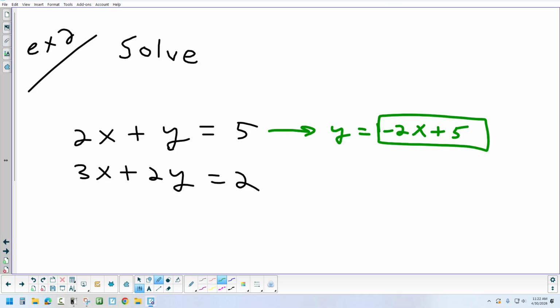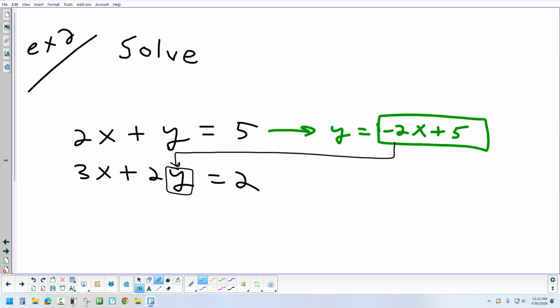Second step. What do I do now? Yep, plug it into the other equation. Anywhere special? Into the y. Into the y value. Yeah. So take this, fill that in right there.